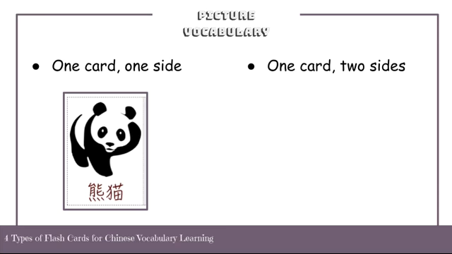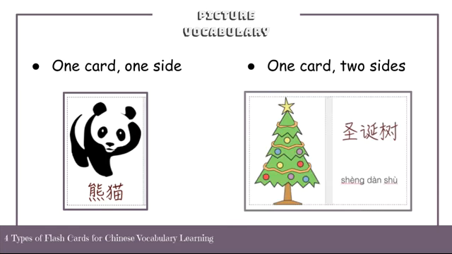Or it is one card, two sides. So it's a two-sided card. For example, the picture is on the front and the Chinese word is on the back. So 圣诞树. In this way, when you look at the picture, you will actively recall 圣诞树. Or you look at 圣诞树 and you can passively test if you understand its meaning.